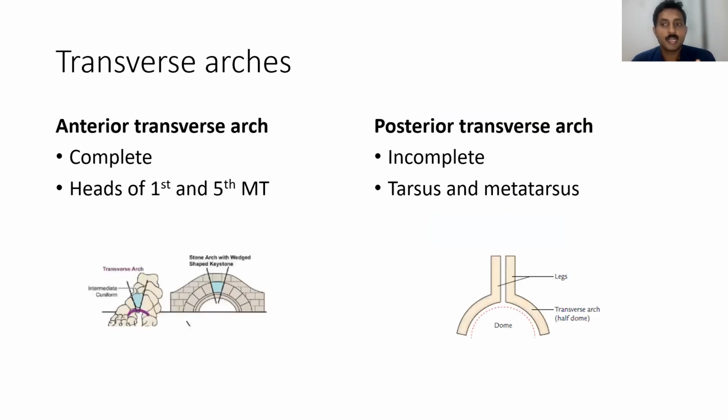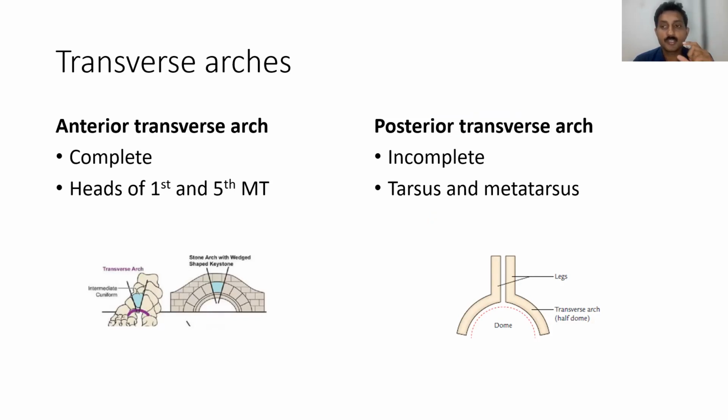Now we are moving on to the second part, which is the transverse arch. The transverse arch is slightly easier to study than the longitudinal arches. We have two arches, an anterior transverse arch and a posterior transverse arch. What is the anterior transverse arch? This is a complete arch. On the anterior part, we have a complete arch formed between the head of the first metatarsal and the fifth metatarsal. Do you remember in the first part of the question, weight bearing, I told you there is a transmission of weight between the head of the first metatarsal and the head of the fifth metatarsal. That is called a transverse arch.